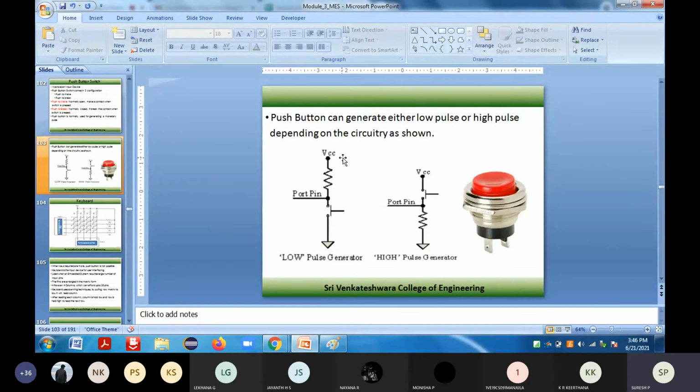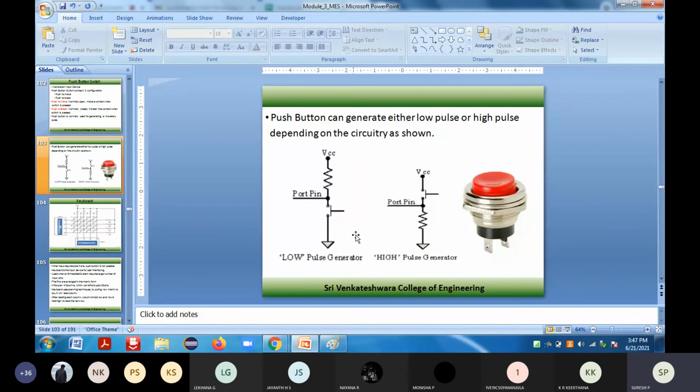If your switch is present far away from your VCC, then it is going to generate the low pulse because of the voltage divider circuit. What will be the voltage appearing across this particular point, that is, this particular switch? If it is directly VCC coming here, it is not divided. So if the direct VCC is given to that particular switch, it will be a high pulse. That means the direct VCC will be going to the output.